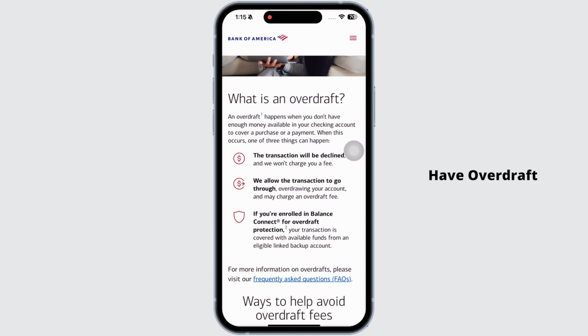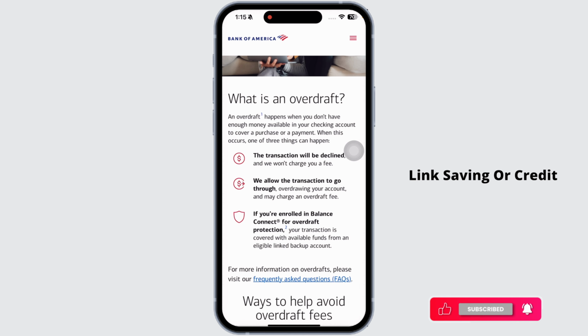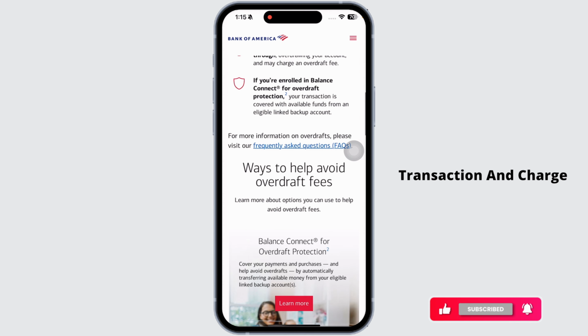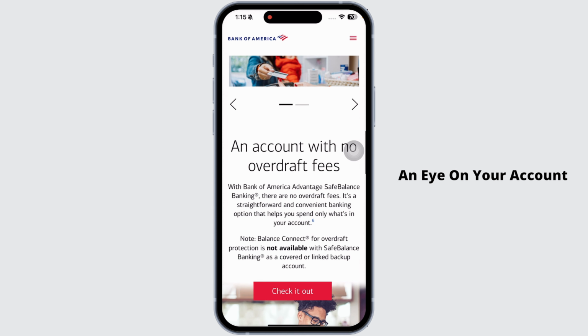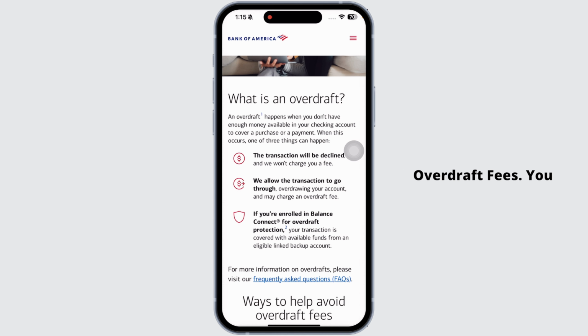After you have overdraft protection set up, you can make a purchase, withdrawal, or payment that exceeds your available balance. Bank of America will either transfer funds from your linked savings or credit card, or approve the transaction and charge an overdraft fee. Make sure to keep an eye on your account balance to avoid excessive overdraft fees.